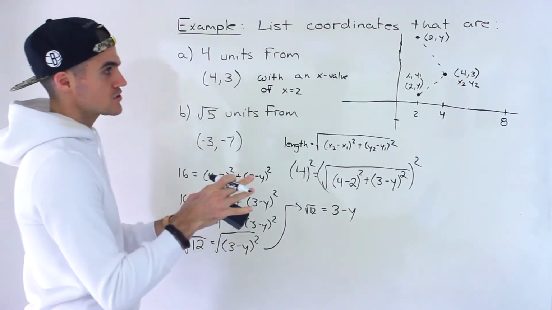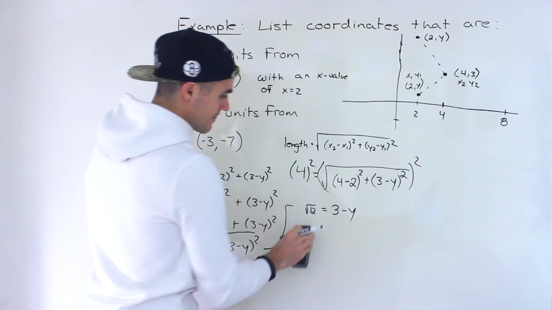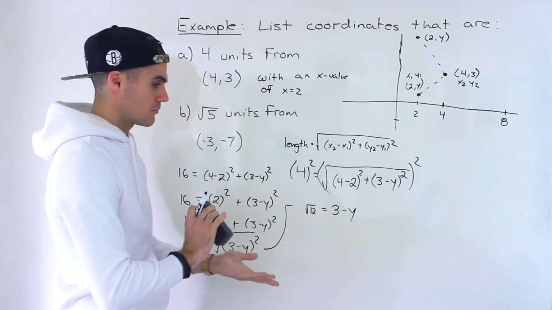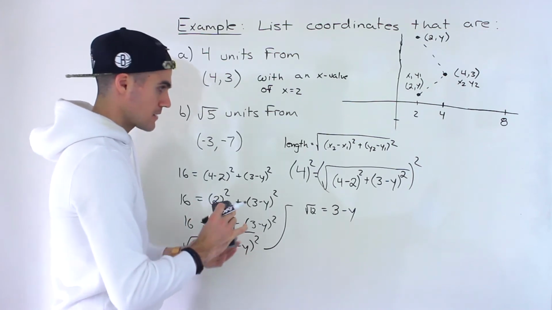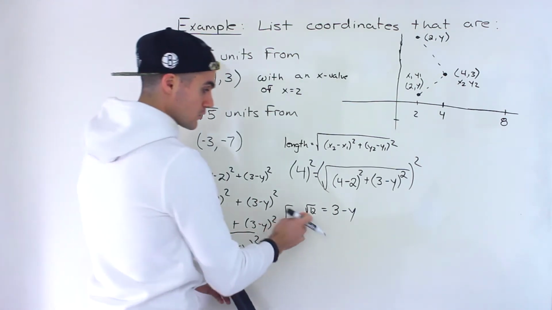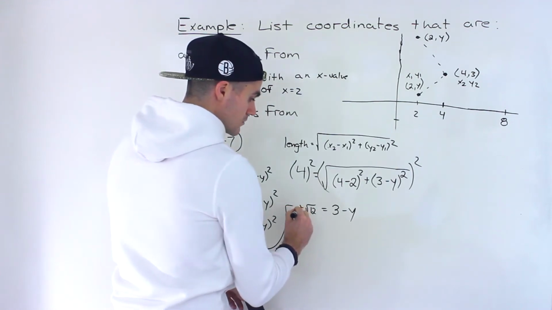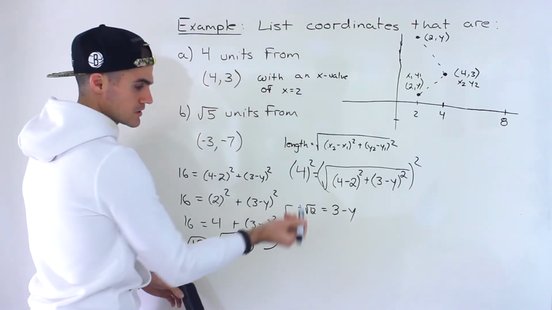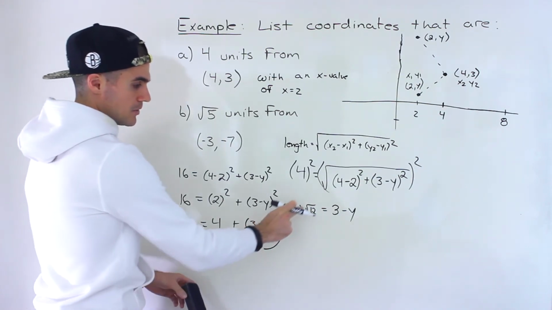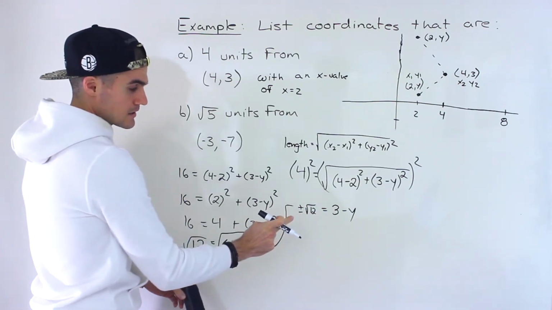Now, where the two different solutions come from is at this step, because when you take the square root of something, well, it could be plus or minus, right? So for example, the square root of 9 is plus or minus 3. Well, the square root of 12 is also going to be plus and minus. It's going to be 3 point something. I'm just going to keep it as an exact value for now. But the answer here is going to be a plus or minus.